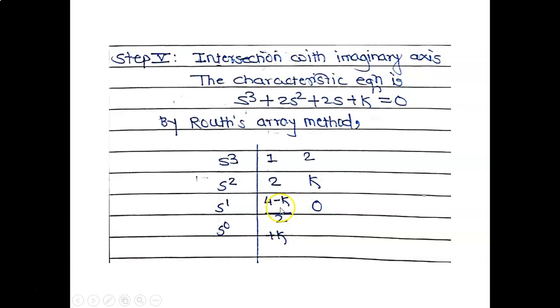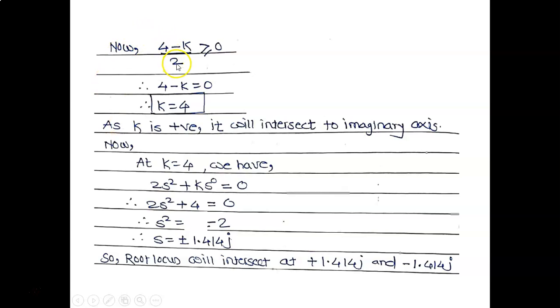Therefore k, again s raised to 1. How to find out the value of s raised to 1? Here 2 into 2 minus k divided by 2, that is 4 minus k divided by 2. Here it is 0 because zeros are there, and again here s raised to 0, here k will be there, plus k. Now 4 minus k divided by 2 is greater than or equal to 0. Therefore 4 minus k is equal to 0. Therefore k is equal to 4. As k is positive, it will intersect the imaginary axis.